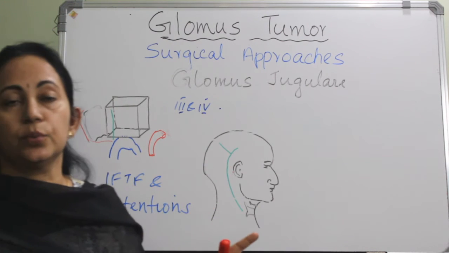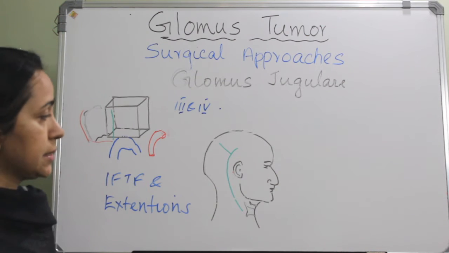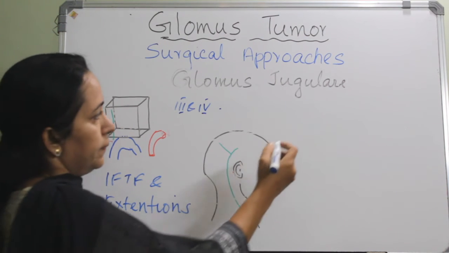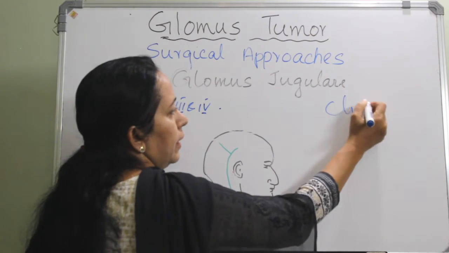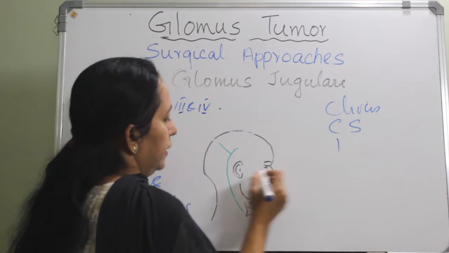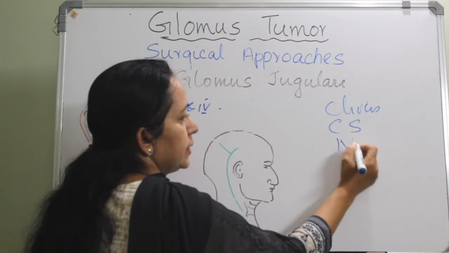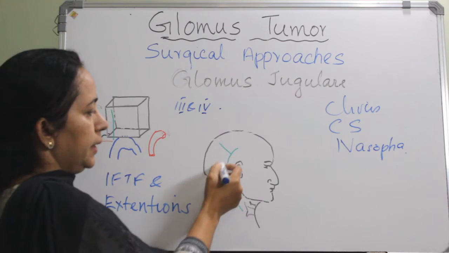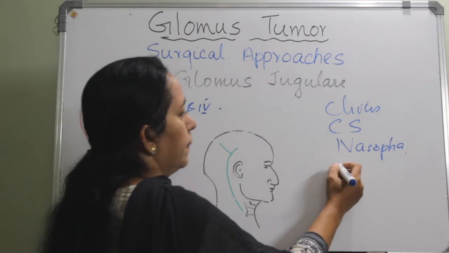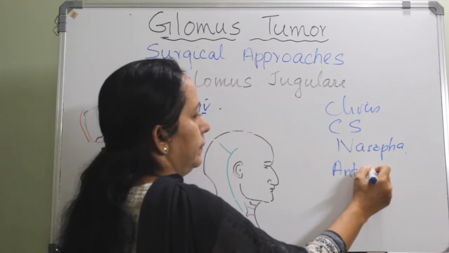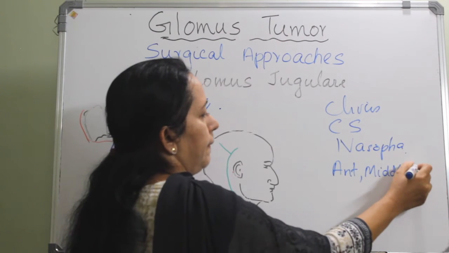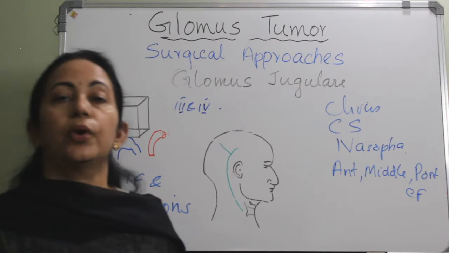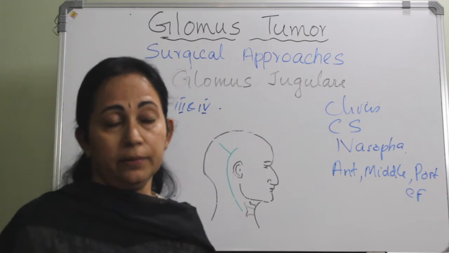So that we can tackle the tumor when it is in the deep recesses of the temporal bone, and also if it has involved the clivus, the cavernous sinus, the nose and the nasopharynx, and also the anterior, middle and the posterior cranial fossa. And the posterior cranial fossa can be approached by the modified infratemporal fossa approach and its various extensions.